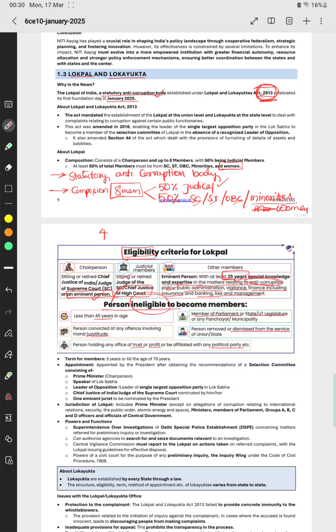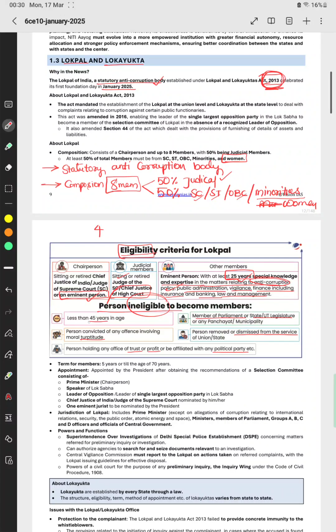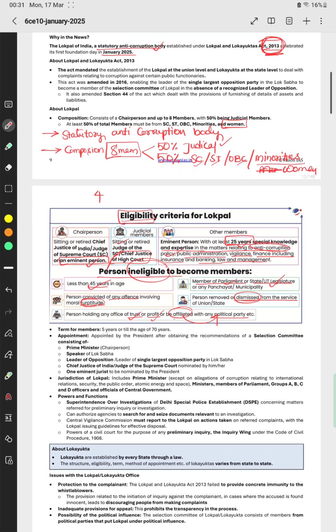So who are ineligible? All the members' age must not be less than 45 years. They should not be convicted of any offense involving moral turpitude, meaning unethical, unjust and immoral. These acts are called turpitudes. They should not hold any office of trust or profit or be affiliated to any political party. Members of Parliament and MLAs are not eligible. Those dismissed from government service are also not eligible. The term of the members is 5 years or till 70 years of age, whichever is earlier.